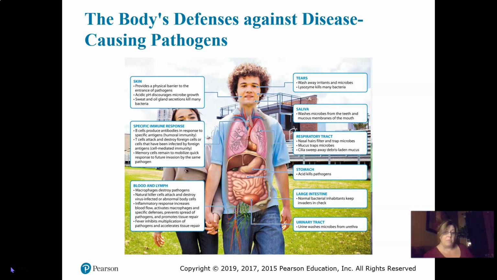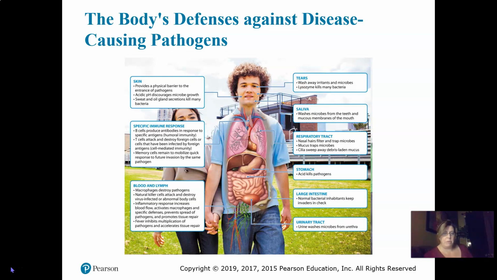Actual fevers are actually a really good thing for our body to a certain degree. We don't want them to get too high, but they inhibit multiplication of pathogens, and they actually accelerate tissue repair by heating our body and making our body move those things faster.